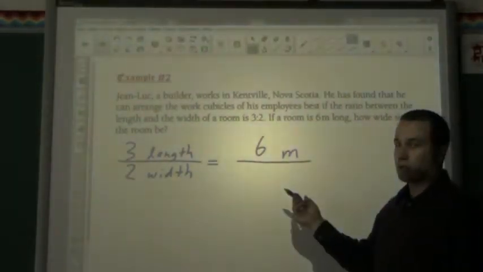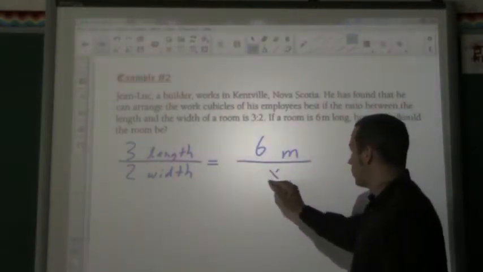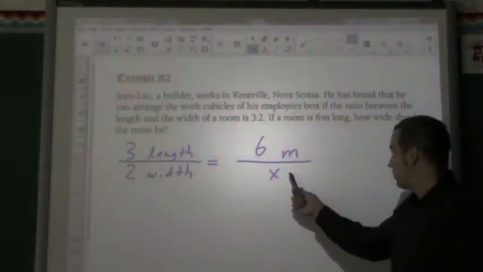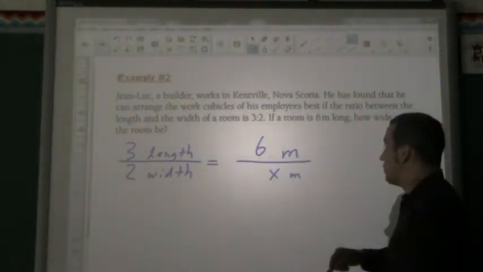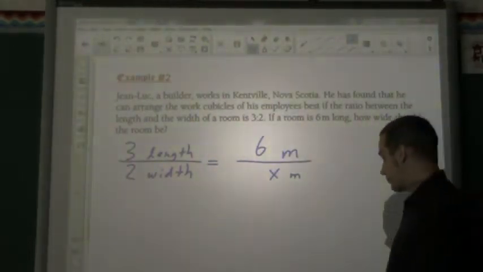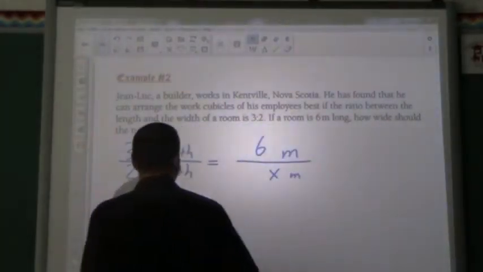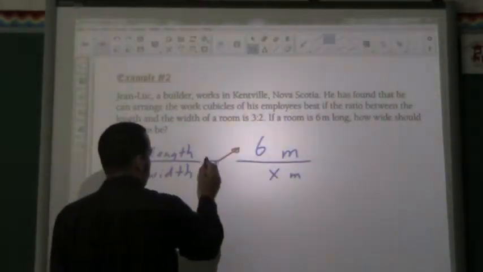I'm going to let x represent the unknown amount. And that's more typical in math. So we'll put x in here for my unknown amount. And I know it's going to be x meters because that's the units up here. So again, we go through the same process. I have a cross multiplication.